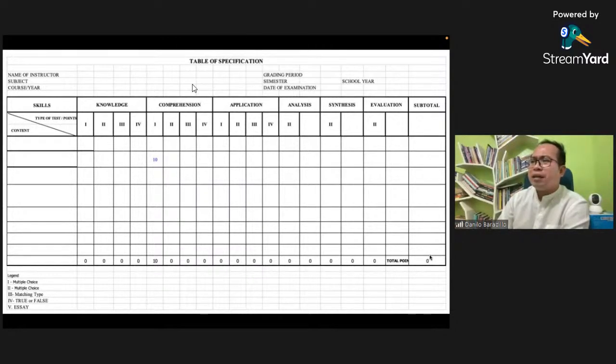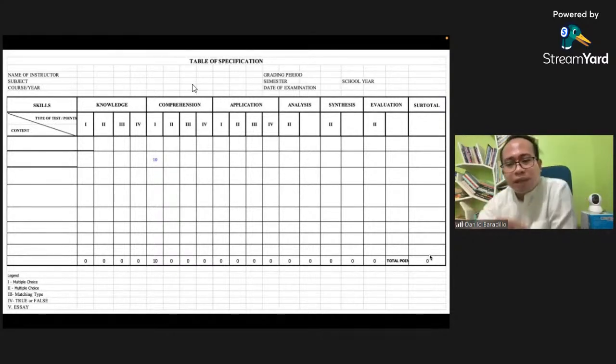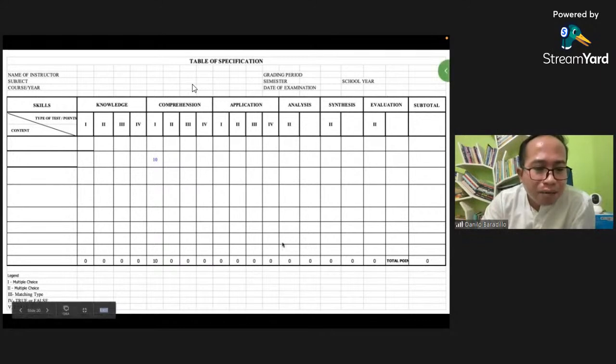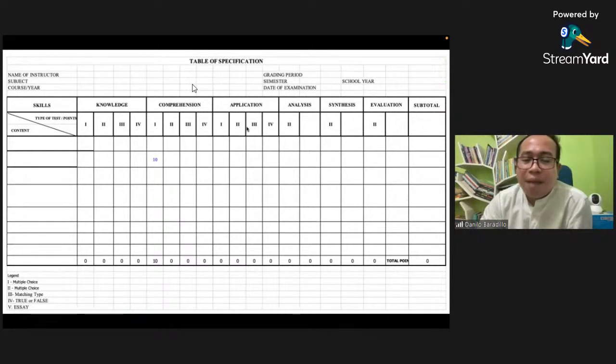Okay, so again, you can devise other forms. Other schools are just using, like, there's no legend. The legend is: multiple choice is MC, matching type is MT, so they place it here, then 10 points, or MC, or that's application, 13 points, and so on and so forth. Okay, so again, it's all up to the institution creating the table of specifications.